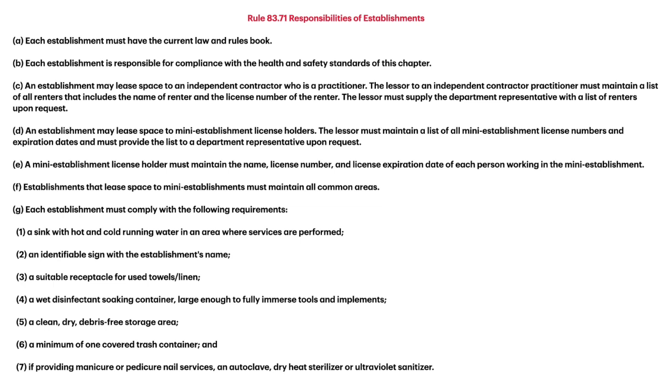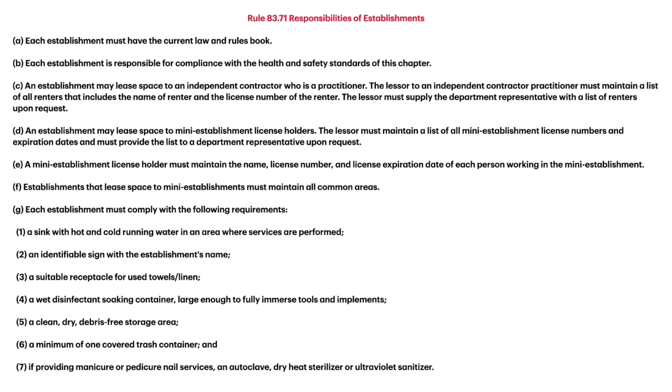E. A mini establishment license holder must maintain the name, license number, and license expiration date of each person working in the mini establishment. F. Establishments that lease space to mini establishments must maintain all common areas. G. Each establishment must comply with the following requirements.